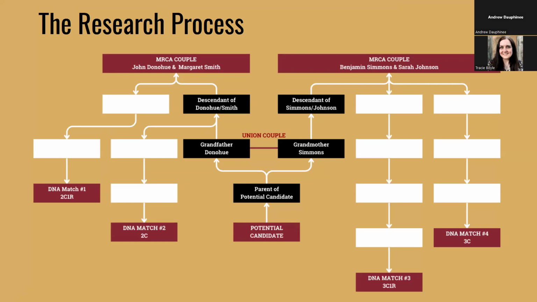Depending on how many centimorgans are shared between our subject and the match, we might go back a generation or two or start expanding the family tree downward and sideways to try to find a union couple. A union couple occurs when a descendant of one MRCA couple marries a descendant of another MRCA couple. When we find this couple, it means that they could be the subject's direct ancestors, like their parents, grandparents, or even great-grandparents. In our example tree, the union couple is grandfather Donahue and grandmother Simmons. They connect matches 1 and 2 and matches 3 and 4 to our potential candidate.